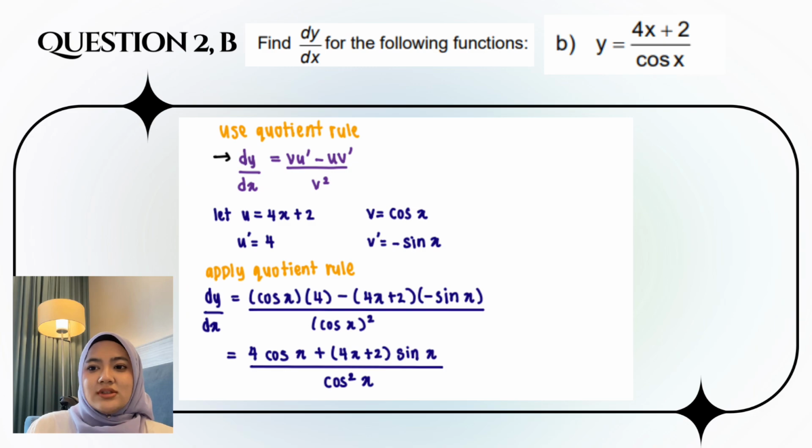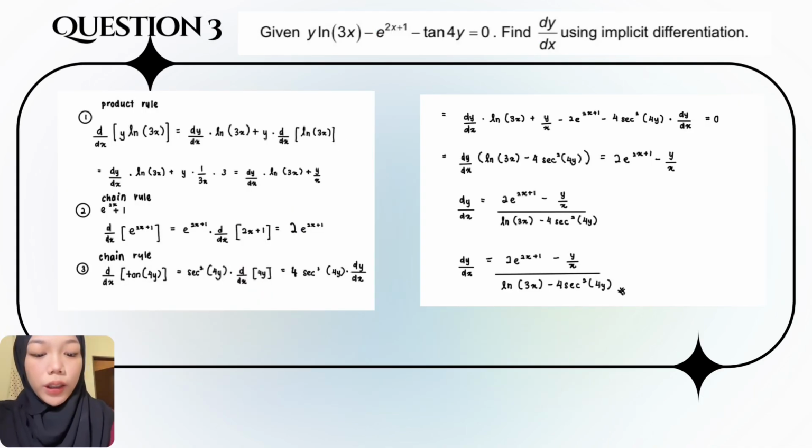Then to find u prime, we just need to differentiate u, which we will get 4, and to find v prime, we need to differentiate v, which we will get negative sine x. Next, with the values that we have obtained, we will apply them into the quotient rule, which we will get dy over dx is equal to cos x times 4 minus 4x plus 2 times negative sine x over cos x squared. Next, we can simplify this to become 4 cos x plus 4x plus 2 times sine x over cos squared x.